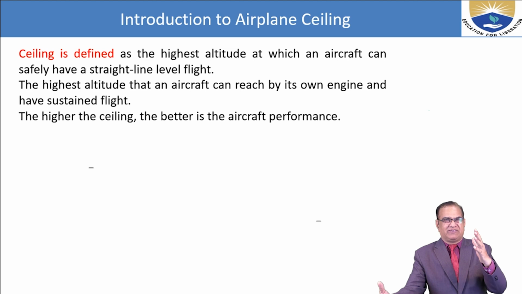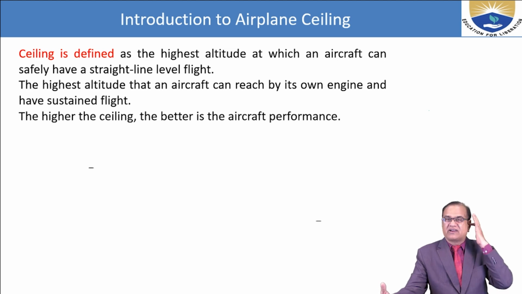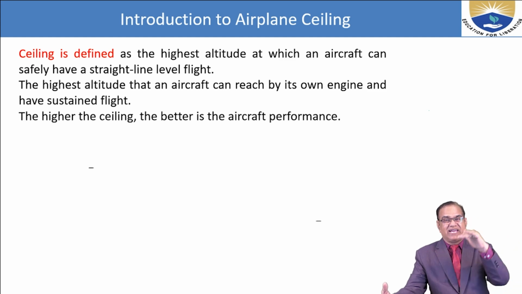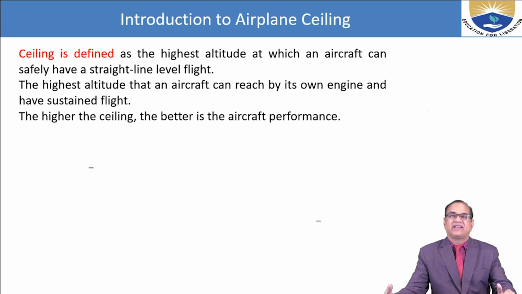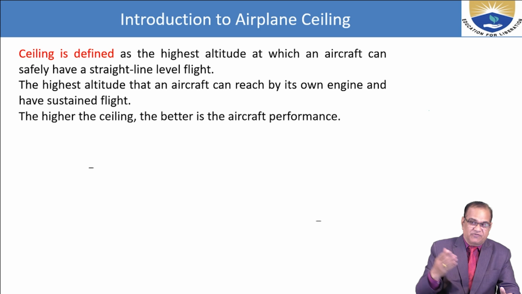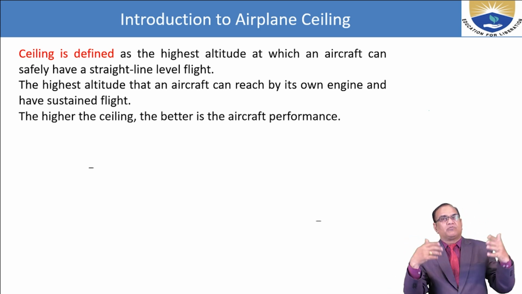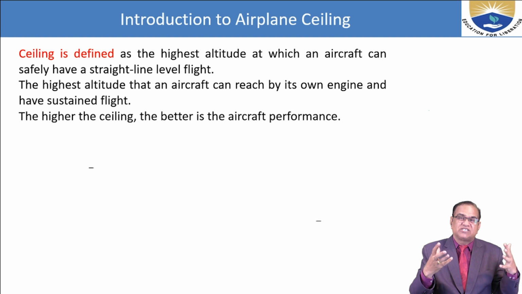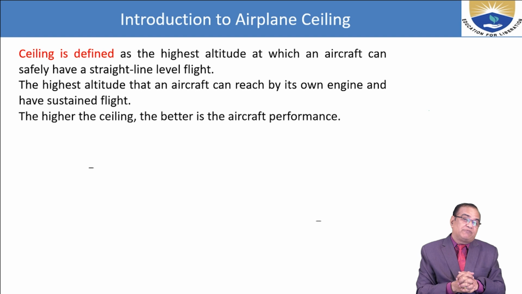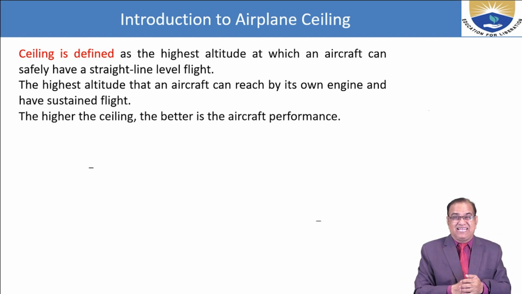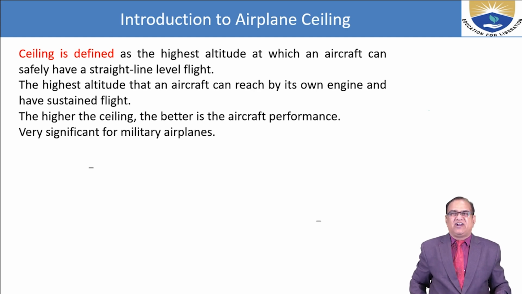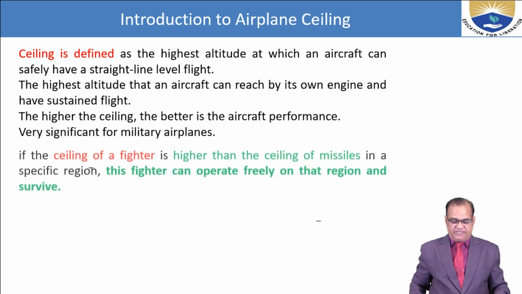If you see the cases of the F-16 and some other aircraft or MiGs and all, the F-16 has more altitude. So it can attack from there on the MiGs and other aircraft, because attacking from high to low is very easy. But from low to high, due to gravity, the missiles and other things will go at less speed. If you attack from top to bottom, it is very easy. That is why the F series have more ceiling and they are better aircraft. These parameters are very significant for military airplanes.